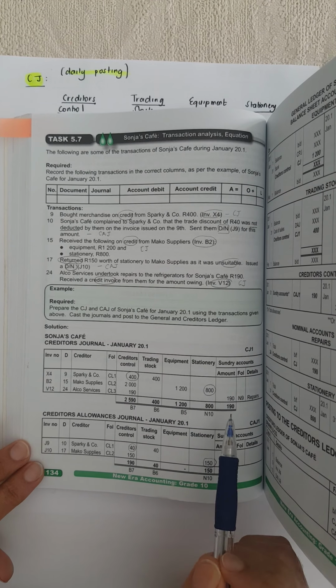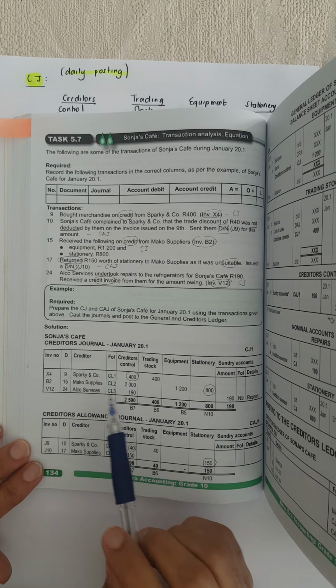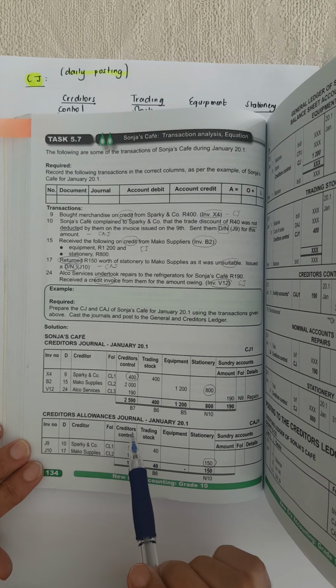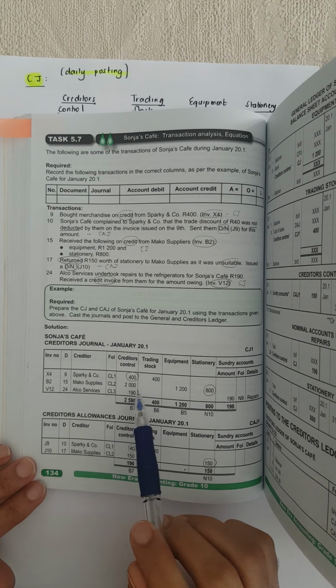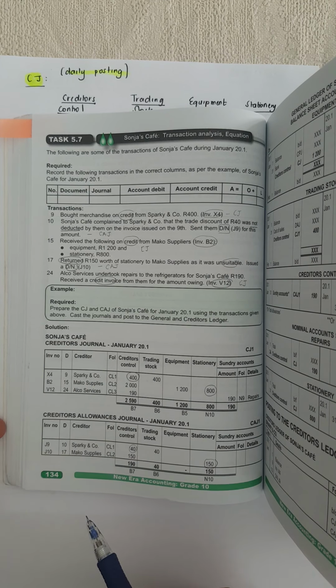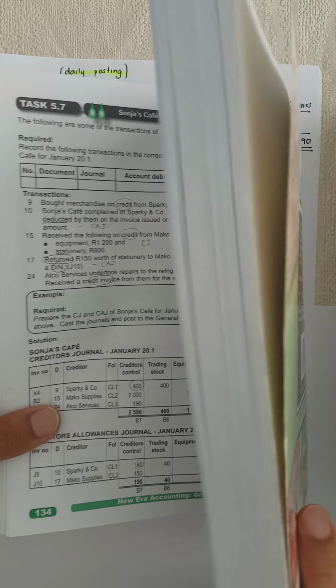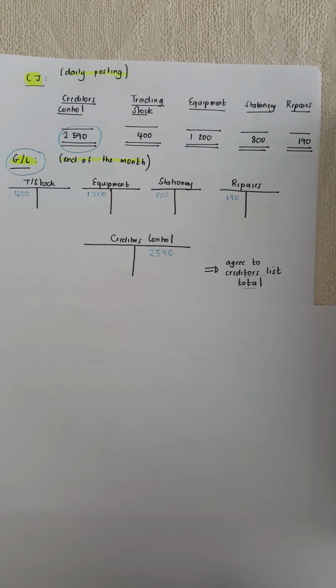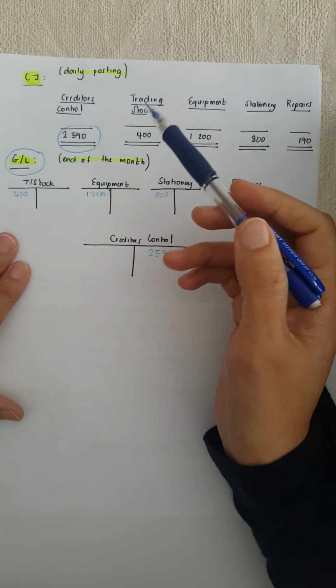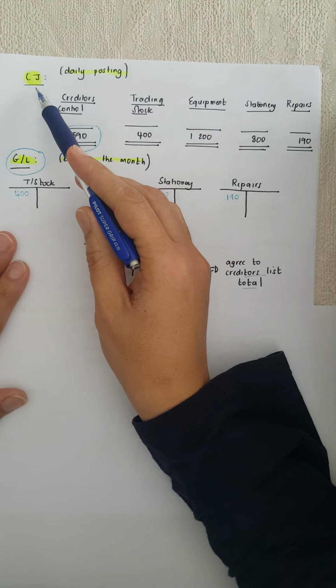Okay, so we stopped where we have entered all our entries into our creditors journal and our creditors allowance journal. Now we're going to look at how we're going to post this to the general ledger, right? So our T accounts and how it has happened. Yesterday we did it in the video for the creditors journal, but I'm just repeating it so we can revise a bit. So this is my creditors journal.